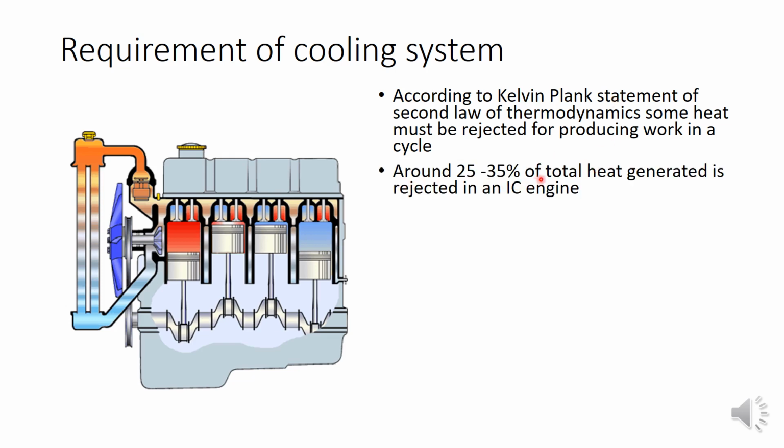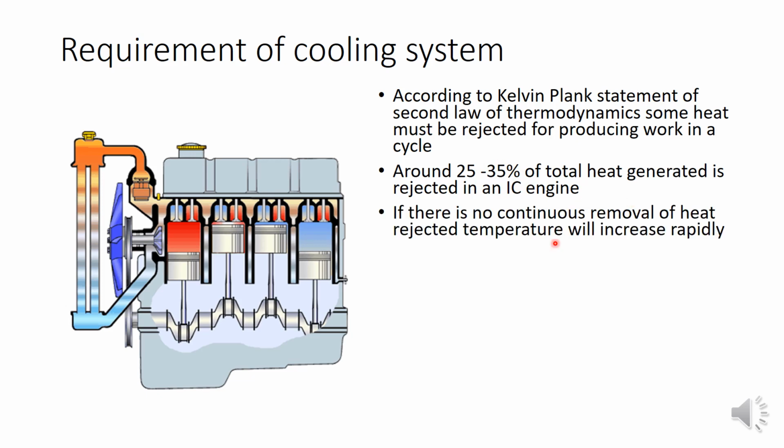And what happens if you are not removing this heat? Around 25 to 35% of the total heat generated is rejected in an IC engine. This is an approximate percentage. Of the heat generated by burning the fuel, 25 to 35% is simply rejected, and only the remaining portion is converted into useful work. If you are not removing this heat, the temperature will increase.